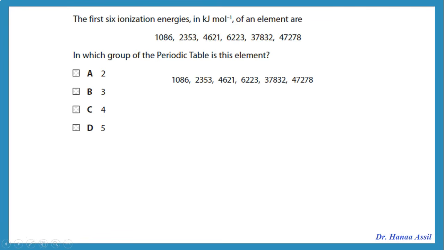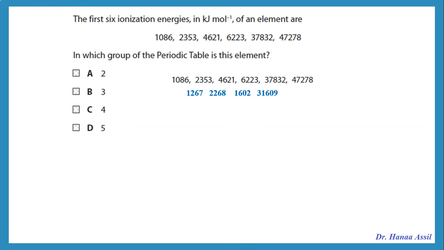So if we look at this question, he says the first 6 ionization energies of some element are given, and he's asking which group in the periodic table this element is in. Well, let's see. The first ionization energy is 1086. The second ionization energy is 2300 and something, so that's a difference of about 1000 and something. From the second to the third is a difference of about 2000. From the third to the fourth, it's a difference of about 1600.